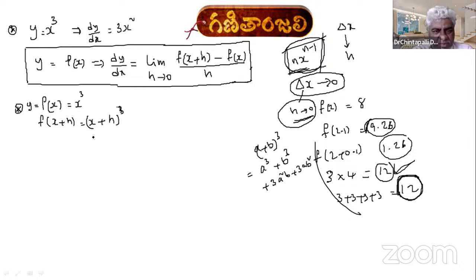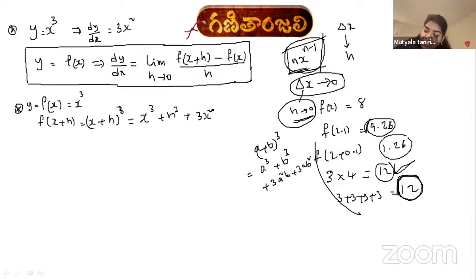So x plus h whole cube is equal to x cube plus h cube plus 3x square h plus 3x h square. Right, very good.